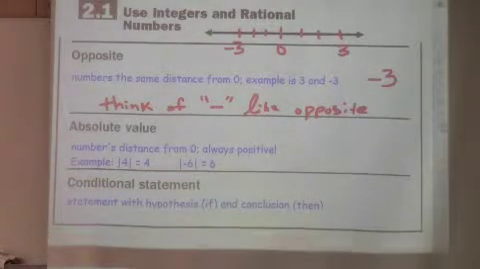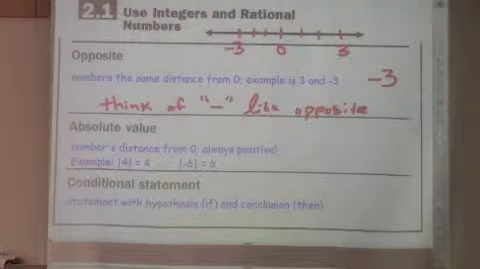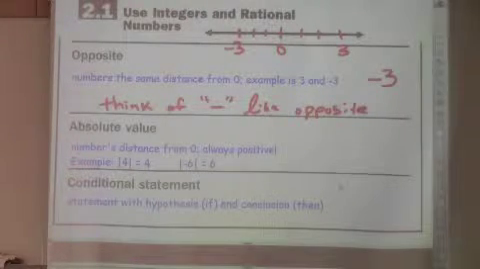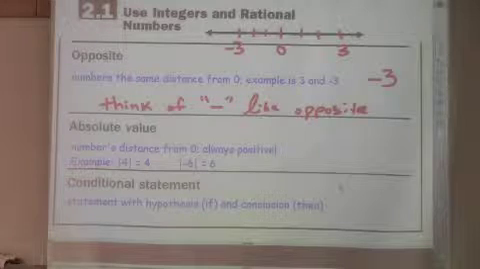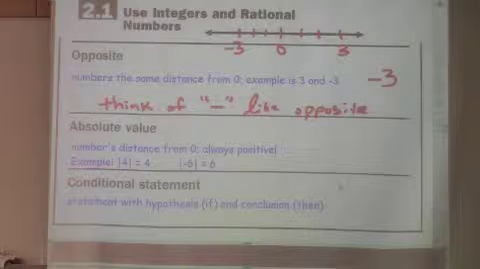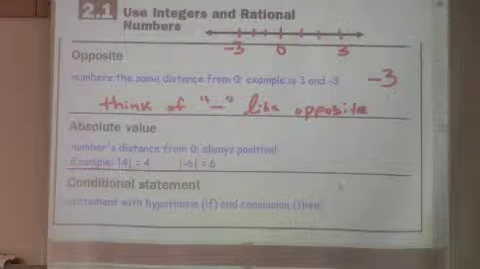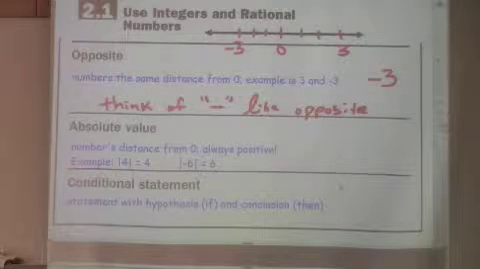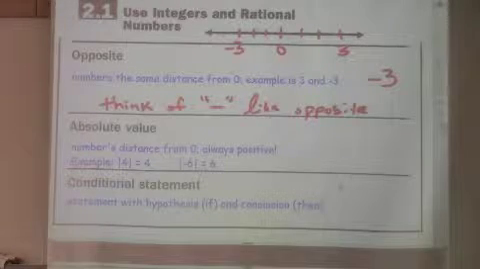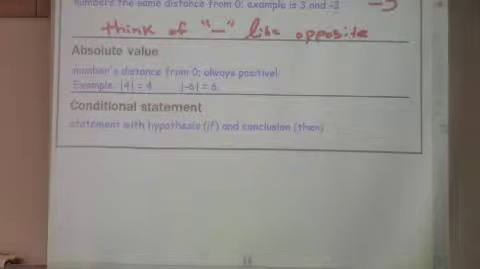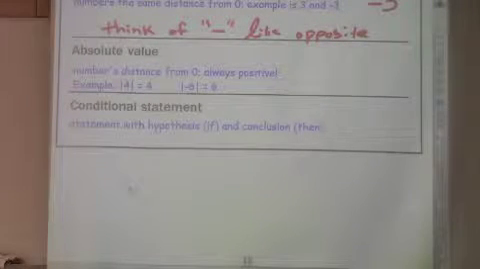Okay, and then our last vocab word today comes up in science class quite a bit. It's called a conditional statement. And it's any statement that has a hypothesis. That's a fancy word for the if part of a conditional statement. And it's got a conclusion. That's the then part of a statement. Okay, well, you guys write those down. I'm gonna write a conditional statement, and you can decide if you agree with it or not.